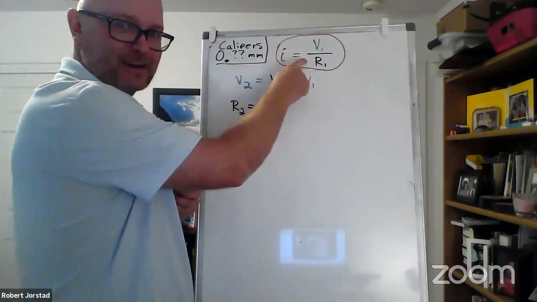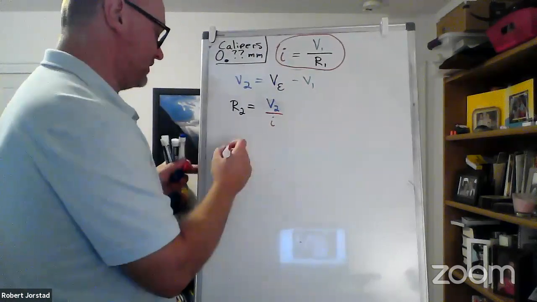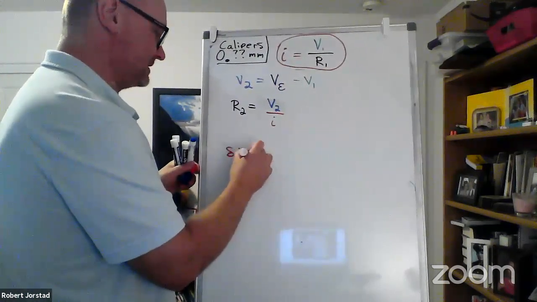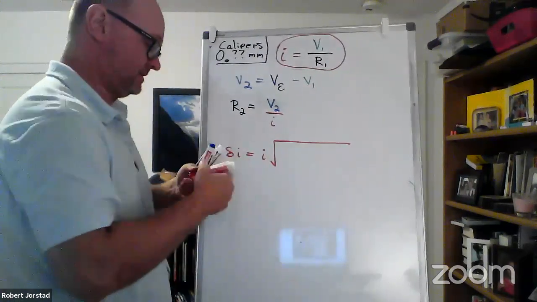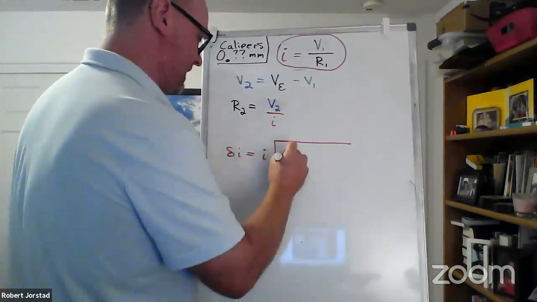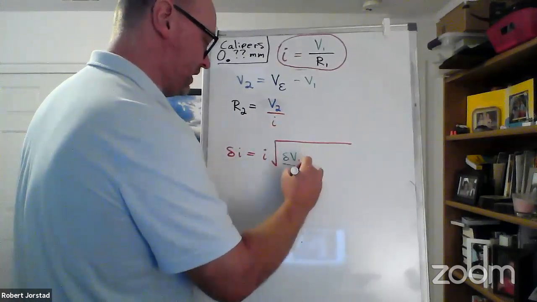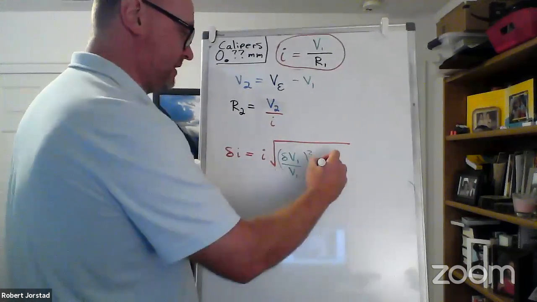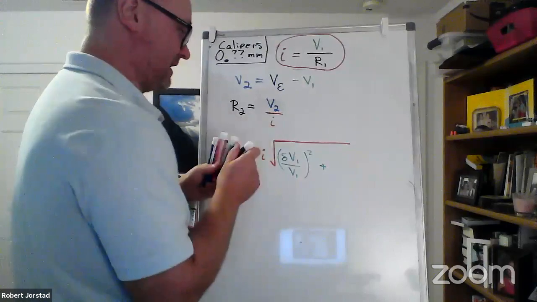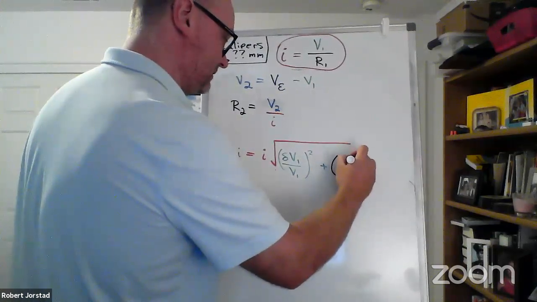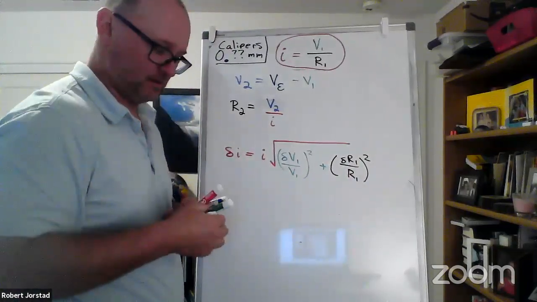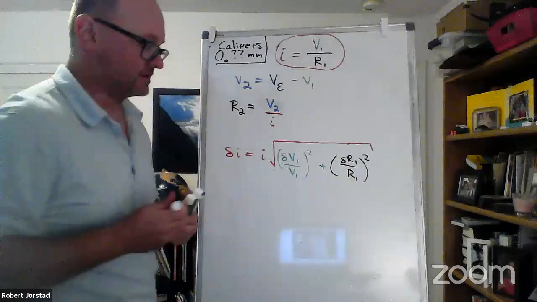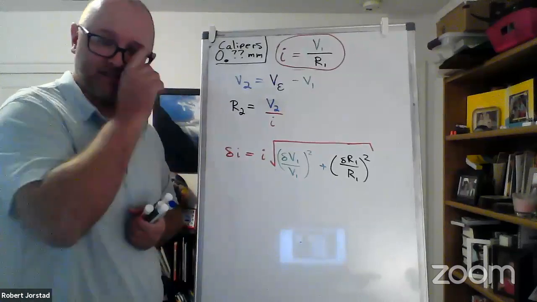Okay. So now we're trying to figure out this one, right? And we want to get the error in I. Well, that's not too bad. I know that the error in I is equal to I, the value I got, times the square root of the error in V1 over V1 quantity squared plus the error in R1 over R1 quantity squared. So far, so good? It kind of looks like the magnitude. Yeah, so this is in the error analysis handout, but it's easier just to see it live.